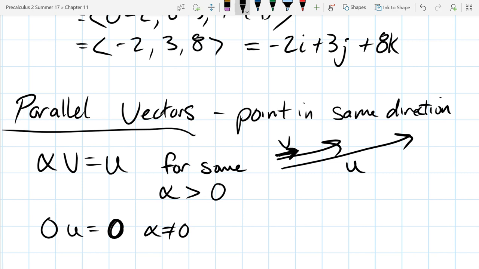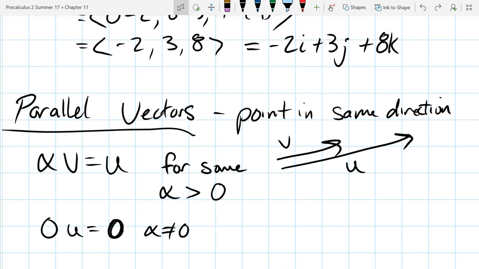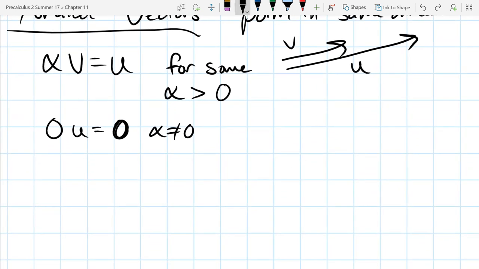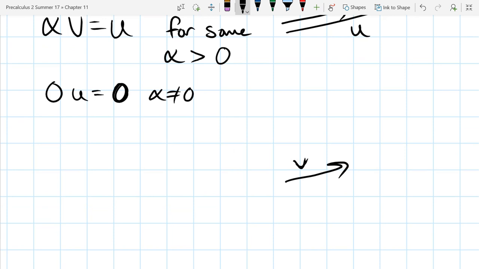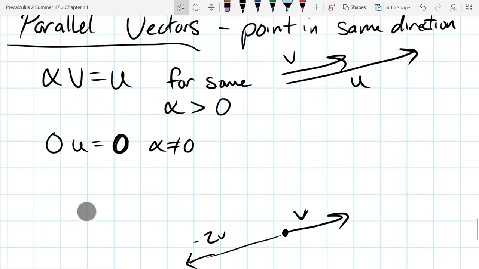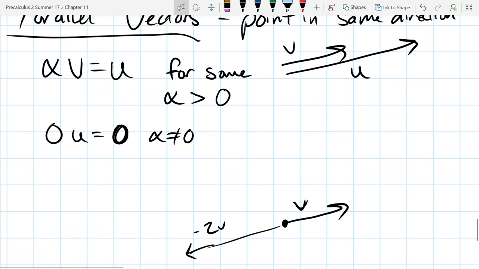So if you multiply by small positive numbers, you will basically shrink the vector or scale it down. If you multiply by a number bigger than 1, you will stretch the vector or scale it up. So these were all scaling by positive values. What happens if we scale by negative values? So we get some vector v. So we saw negative 1v will make it point the opposite direction. What if I did negative 2v? It would still point the opposite way, but it would be twice as long. Now these point in opposite directions, and we call these two vectors anti-parallel.